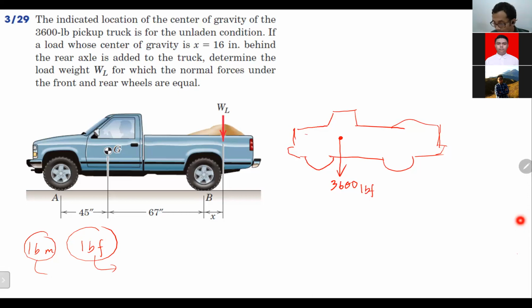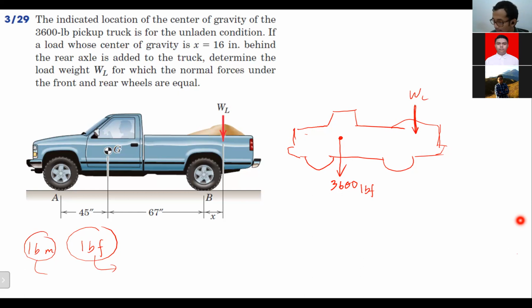Yes. What else? And then there would be the weight from the load, which is behind the back wheel, about 15 inches, roughly here. WL. Do you have the value for WL? That's the one we're going to count for.